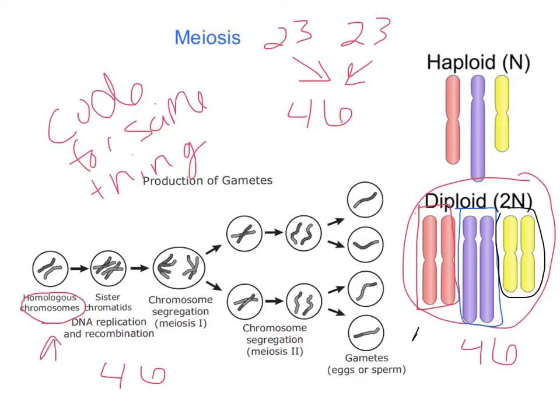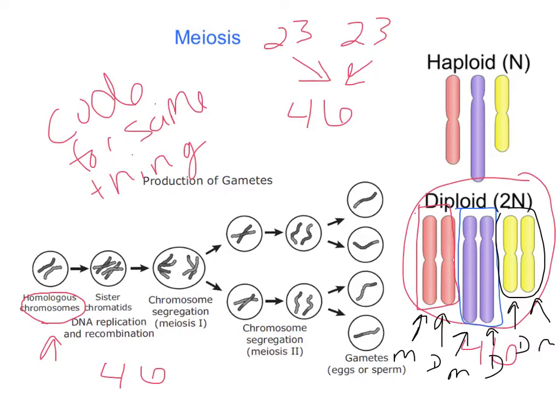For instance, one came from mom, while the other one came from dad, and so your body will pair those up.